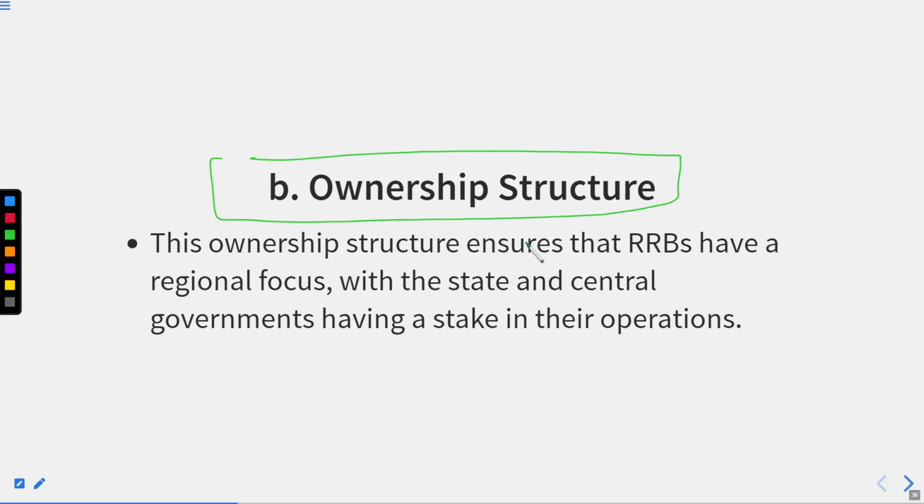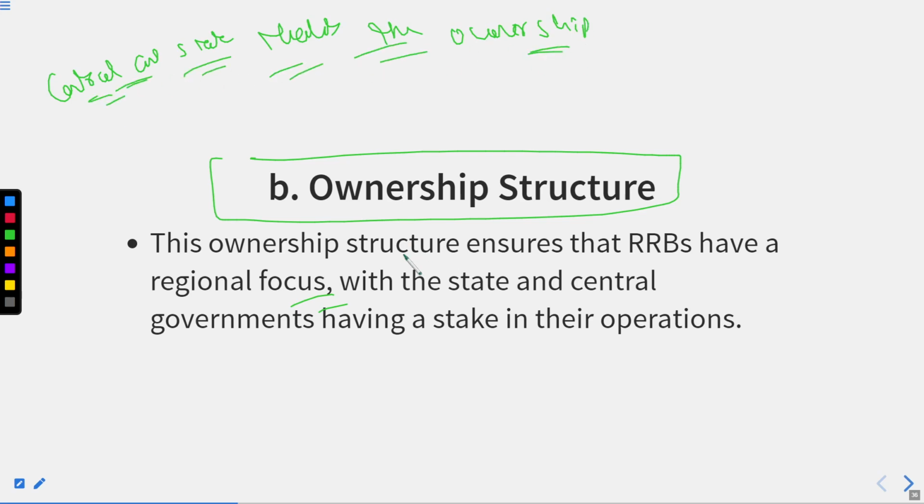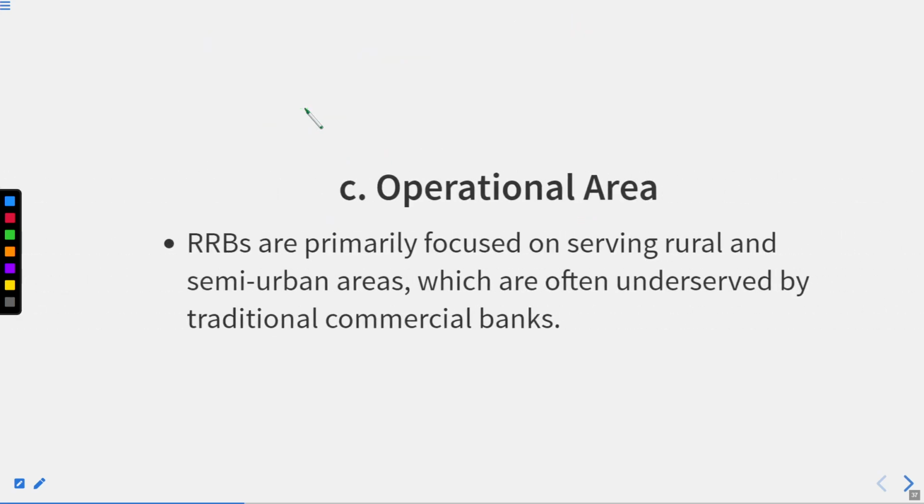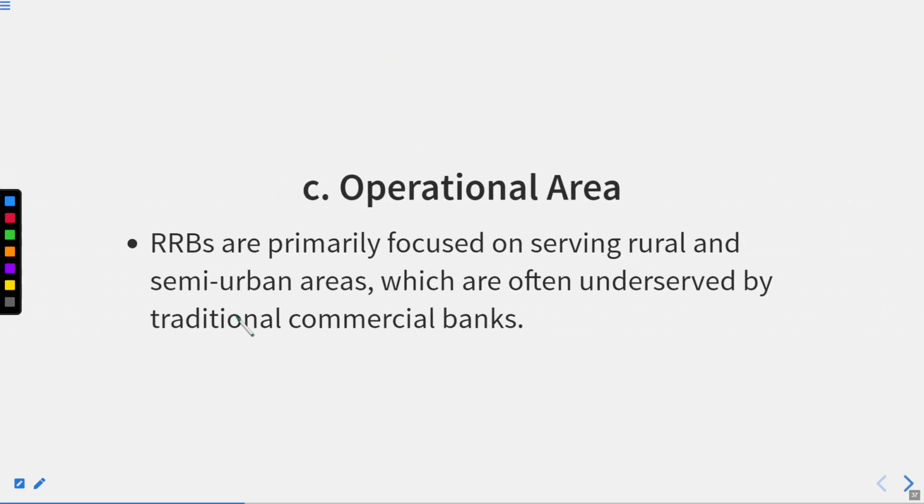The ownership structure ensures that the RRBs have a regional focus, with the state and the central governments having a stake in their operations. Okay, because the central and the state governments hold the ownership, they could direct the RRB to work in favor of the people. Okay, to implement the various welfare schemes of the central or the state government, to grant subsidized loans, to give a good amount of interest on deposits. So all these things could be done by the ownership structure of the RRBs. All right. RRBs are primarily focused on serving rural and semi-urban areas, which are often underserved by the traditional commercial banks.